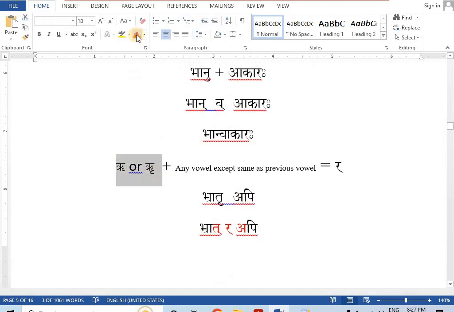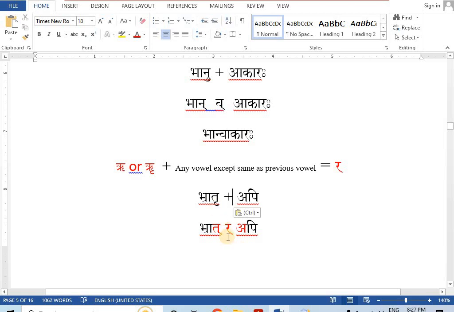Check this. Ru should be converted to ra if the next is a dissimilar vowel. So, Bhratru plus api. What do we have here? Bhratru ending with ru sound. That ru should be converted to ra. Halant ra. So, Bhrata, Bhratra and a. All are joined. It becomes which compound letter, students? Tra and a. Joined.